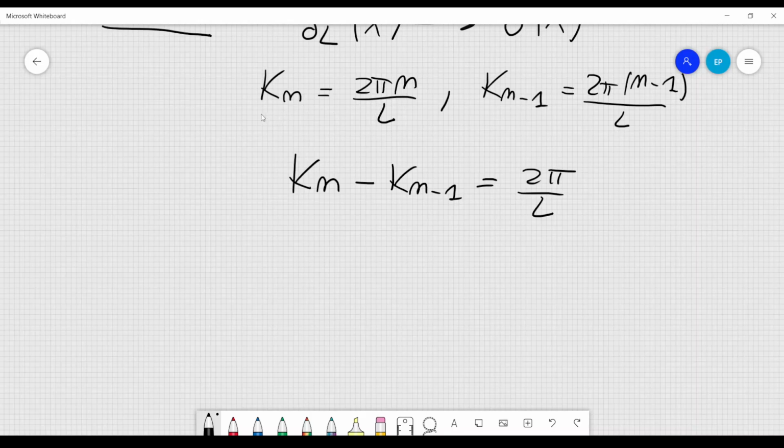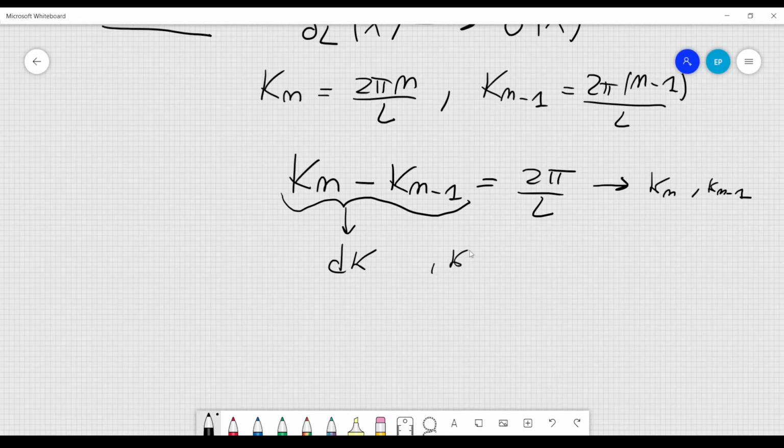So this expression can also be finite, and also this one. But the difference between k sub n and k sub n minus 1 will go to 0, which means that k sub n will be infinitely close to k sub n minus 1. And therefore, it's as if this difference here will become a differential. We can replace it in the limit as L goes to infinity with dk.